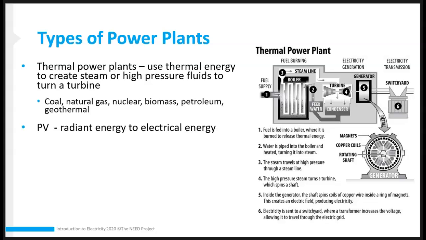PV, or photovoltaic cells, which is a fancy word for solar panel. This is radiant energy that directly turns into electrical energy. So in this case, we don't have a generator, we don't have a spinning rotor, we don't have a turbine. Instead, we have a process that directly turns radiant energy into electric energy. This is called the photoelectric effect.